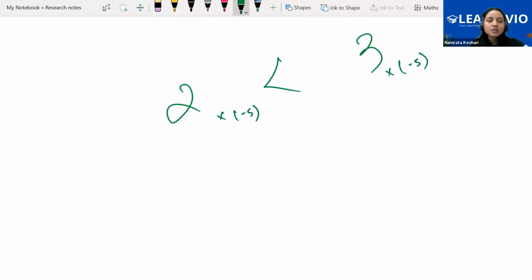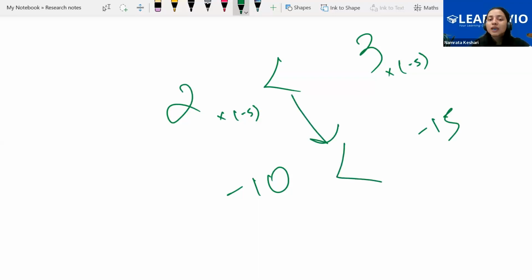Minus 10 or plus 10? Minus 10. Minus 5 into 3 will be? Minus 15. Now, if I maintain the same sign, is it true? Minus 10 is smaller than minus 15? Yes or no? No. Minus 10 is not smaller than minus 15. It is bigger than minus 15.